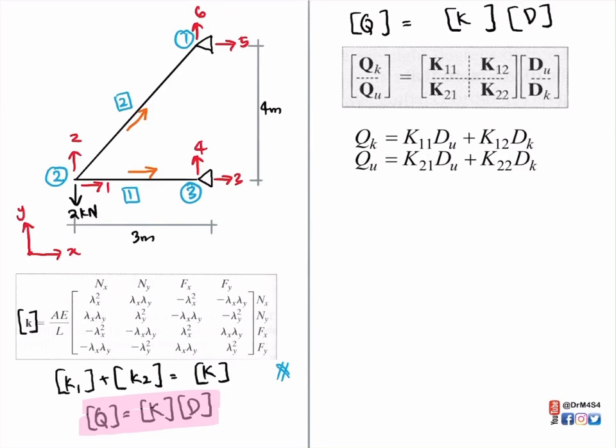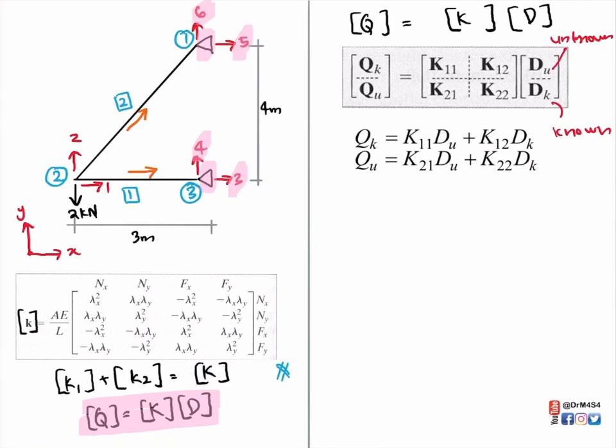For this system, we can divide into unknown and known. As mentioned in the last slide, unknown are those displacements we don't know, and known are those displacements we know. For example, at our support here, displacement is known, which is 0. Displacement at 3, 4, 5, and 6 is 0, definitely.